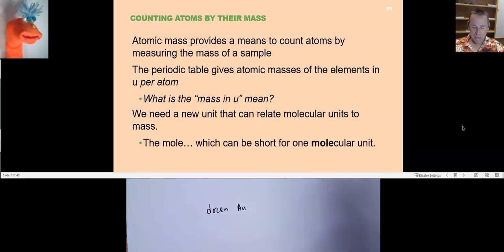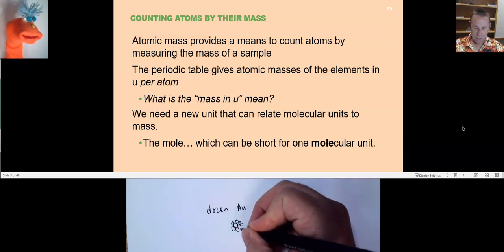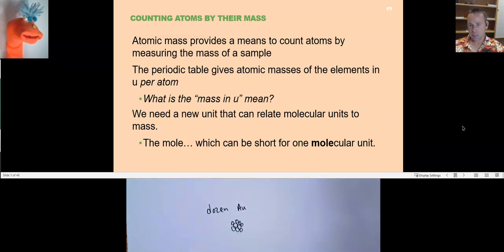What that means to us now is maybe 12, 1, 2, 3, 4, 5, 6, 7, 8, 9, 10, and the others in the background you can't see. This is a mole of gold atoms, 12 gold atoms, all right? Sorry, this is a dozen gold atoms.